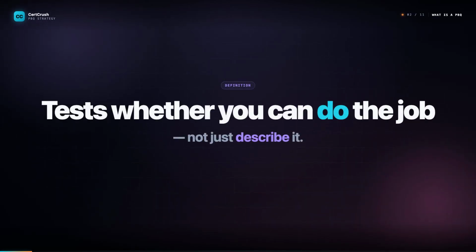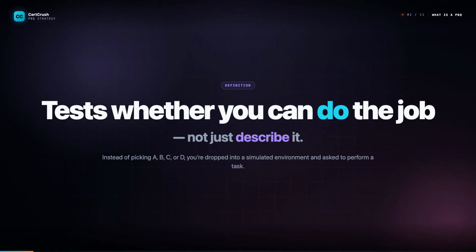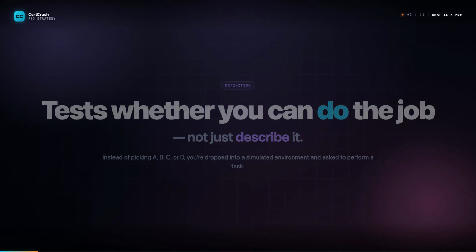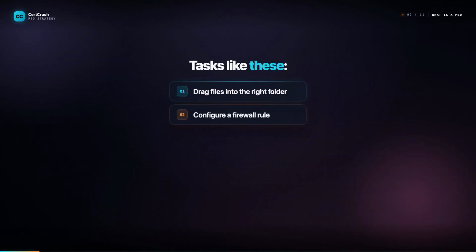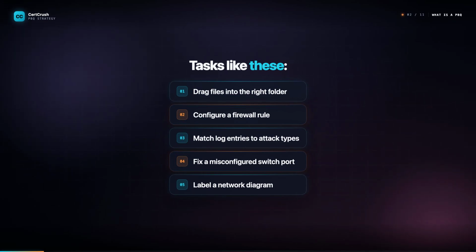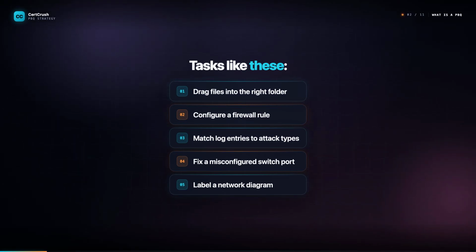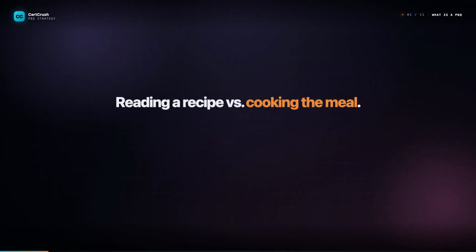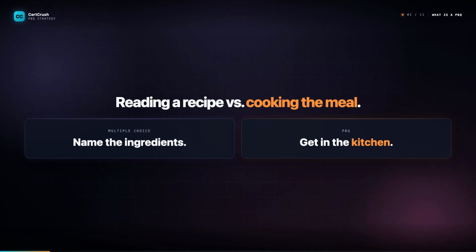A PBQ is an interactive question designed to test whether you can do the job, not just describe the job. Instead of picking A, B, C, or D, you are dropped into a simulated environment and asked to perform a task. Drag files into the right folder, configure a firewall rule, match log entries to attack types, fix a misconfigured switch port, label a network diagram, that kind of thing. Think of it like the difference between reading a recipe and actually cooking the meal. Multiple choice asks you to name the ingredients. A PBQ asks you to get in the kitchen.